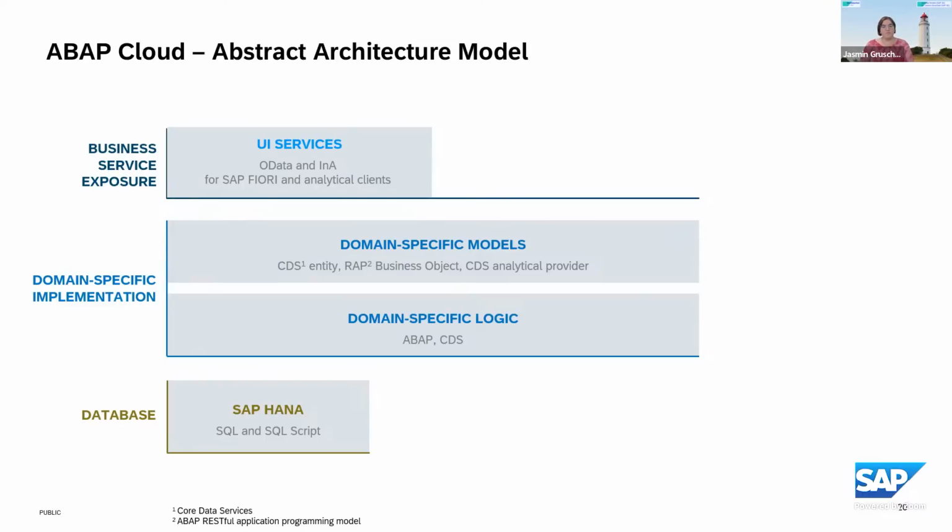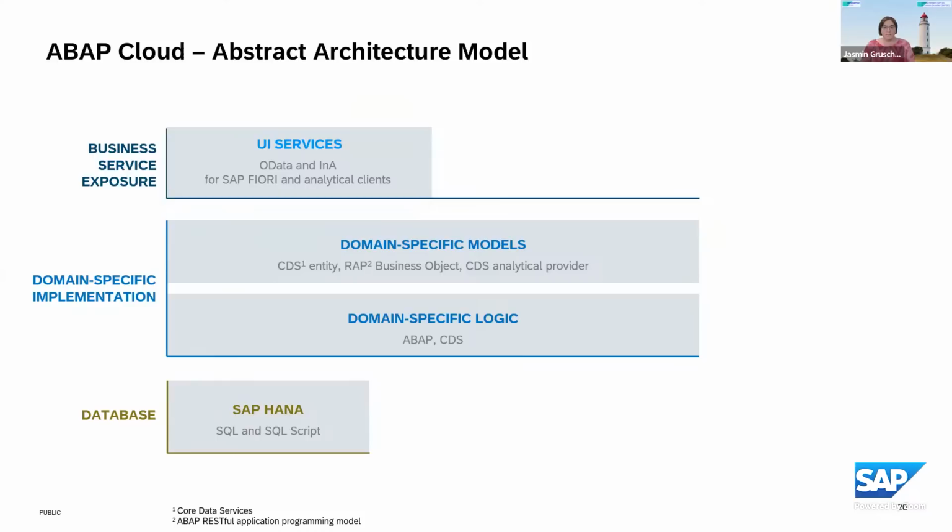So, for example, at the core of RAP, of a transactional application, is always a RAP business object. A business object consists of the data model and the behavior definition that actually defines the operations. So, for example, create, update, delete operations, and what else a business object can do.